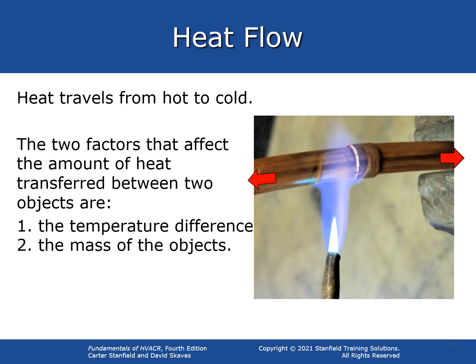Heat travels from hot to cold. The two factors that affect the amount of heat transferred between two objects are the temperature difference between the objects and the mass of the objects. Temperature difference is what allows heat to flow from one object to another. The greater the temperature difference, the more rapid the heat flow.